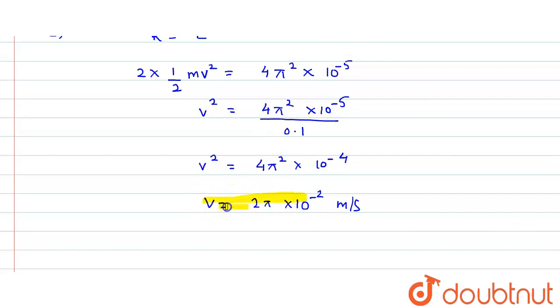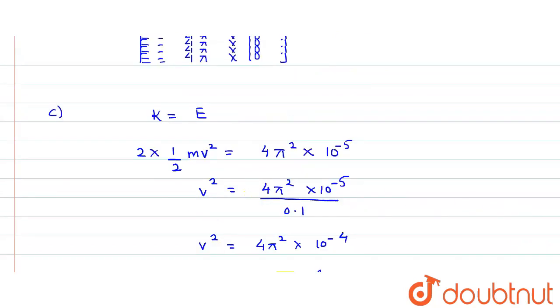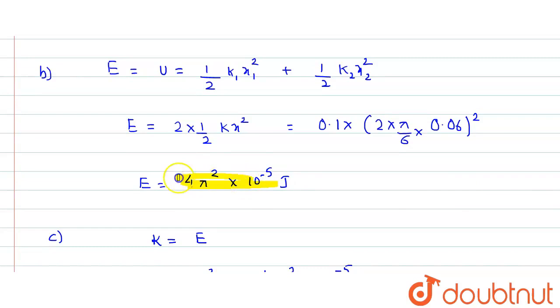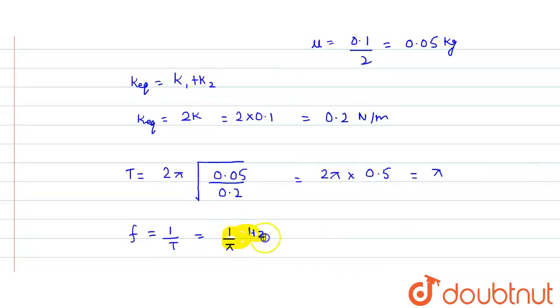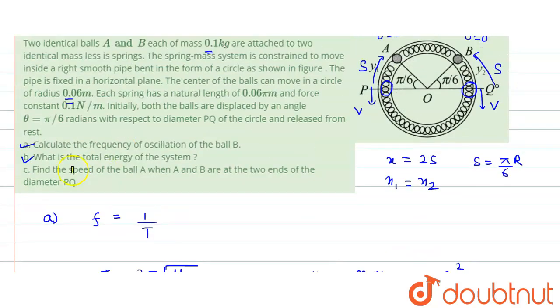So we have calculated the velocity. We have calculated the total energy in this part, and also we have calculated the value of the frequency, which is coming out to be 1 by pi hertz. So we have calculated all three parts. Hope you understood the solution.